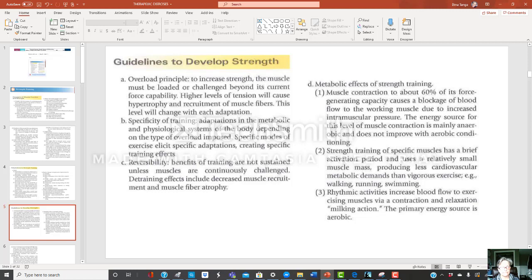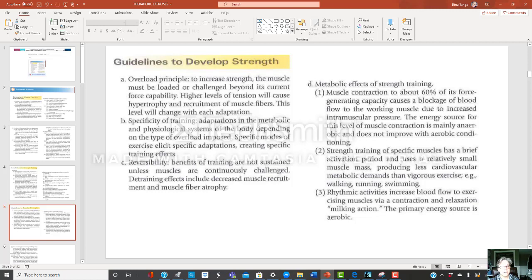Specificity of training. Adaptations in the metabolic and physiological systems of the body depending on the type of overload imposed. Specific modes of exercise elicit specific adaptations, creating specific training effects.